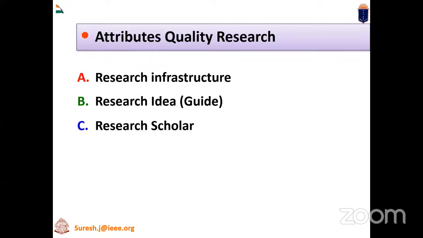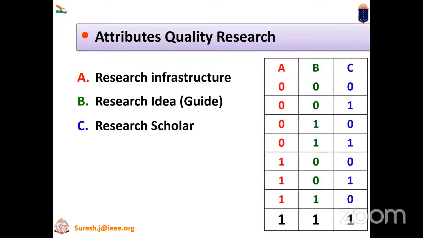This will take me to a truth table, if you have understood the digital A, B, C, all three I have put. If all three zeros are ruled out, if any one, that is C, scholar is good, guide is good, or you can have scholar and research guide good but no research infrastructure, so all combinations, a digital 3-digit truth table. We have to have all three equally good, and the research guide and scholar should have passion to really take your work to the next level. That's what I put as the three attributes of research quality.